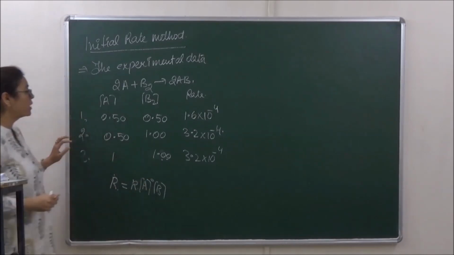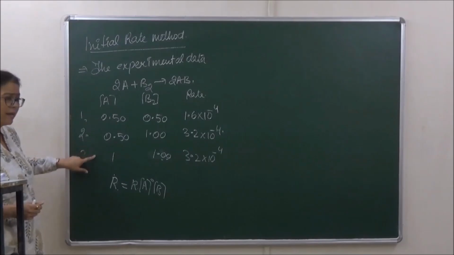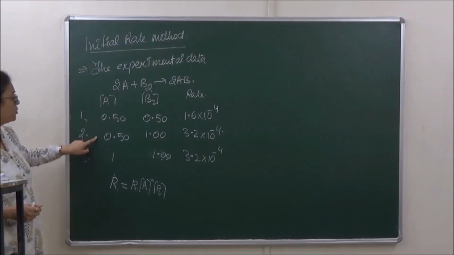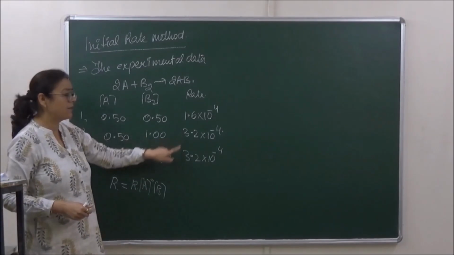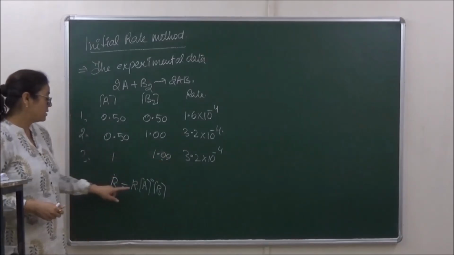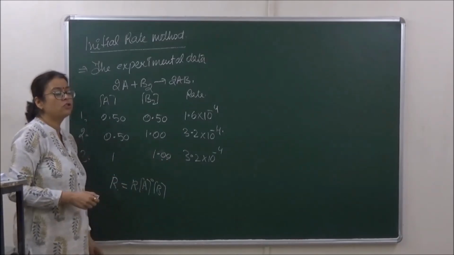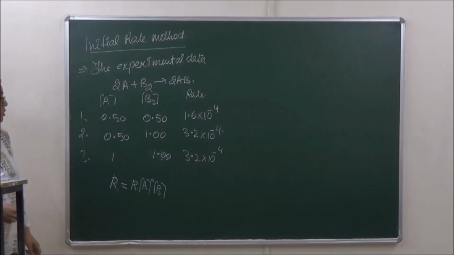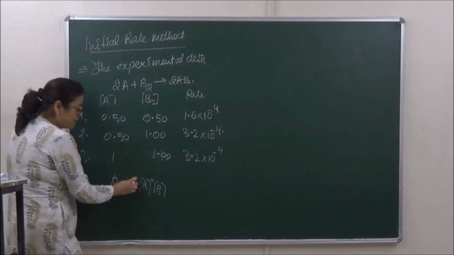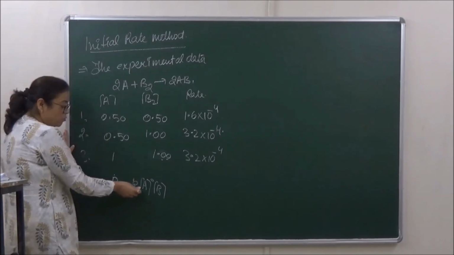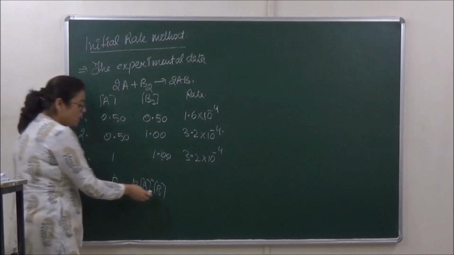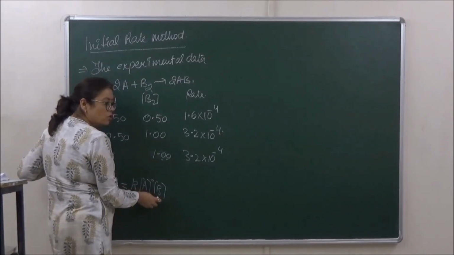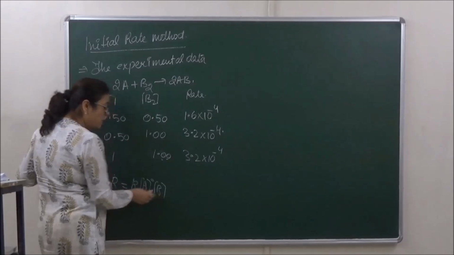But when we are talking of A, over here the concentration of A is 0.50, and over here the concentration of A is equal to 1. But when we look at the rates, they do not change. Therefore, the rate is independent of the concentration of A. So we say that rate is equal to K into concentration of A raised to power 0, because it is independent of the concentration of A, into the concentration of B. So this is how we can calculate.